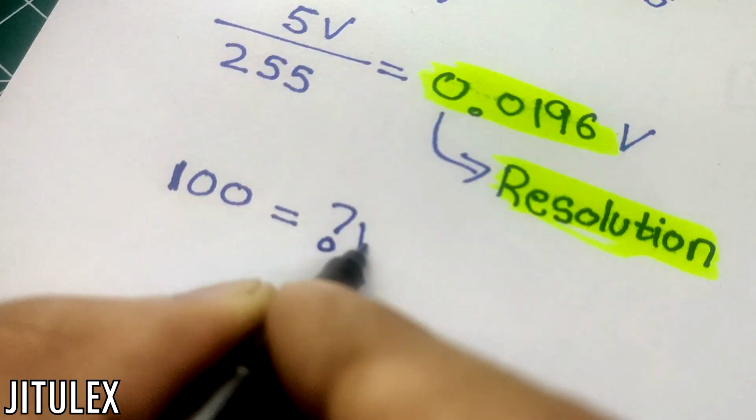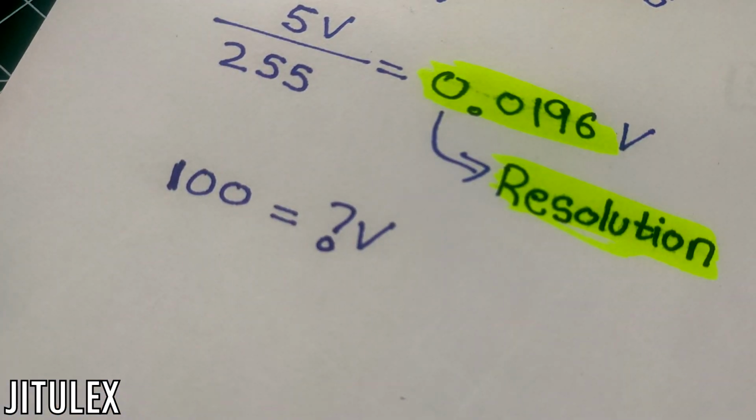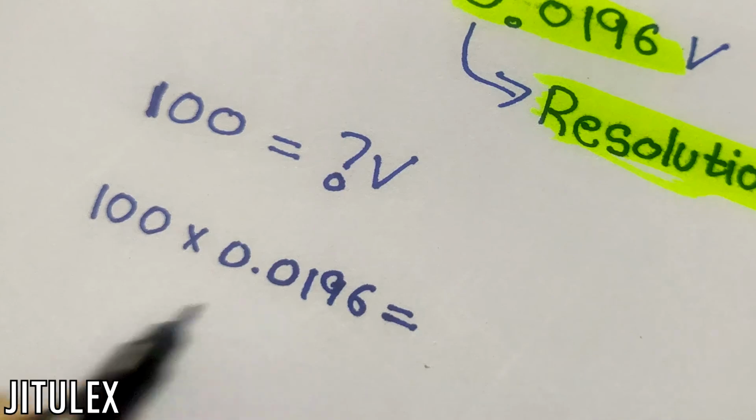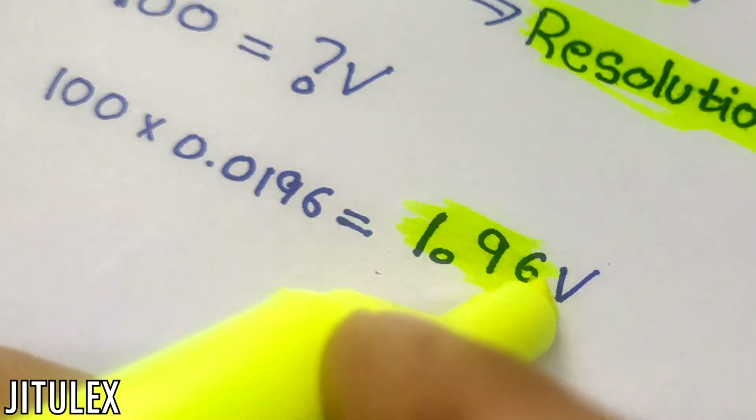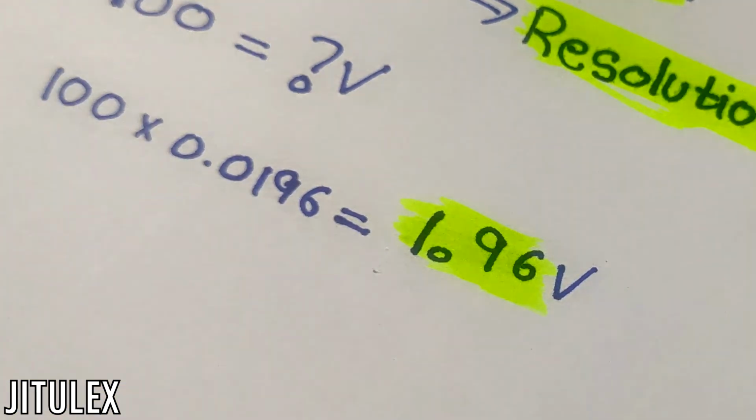This is called the resolution of the DAC. So if we put in the analogWrite command to write out a 100 on a PWM pin, we can just multiply 100 by the resolution, which gives us 1.96 volts in this case.